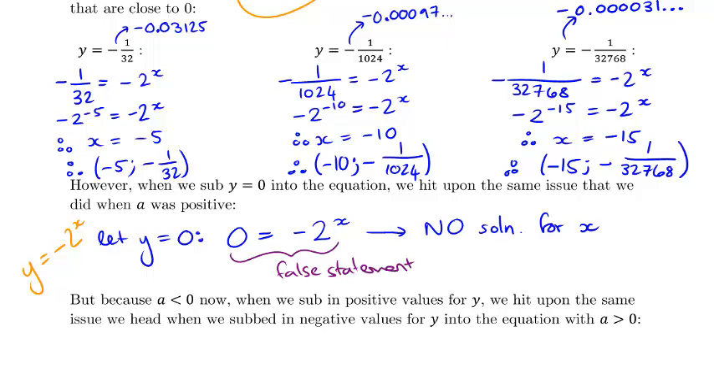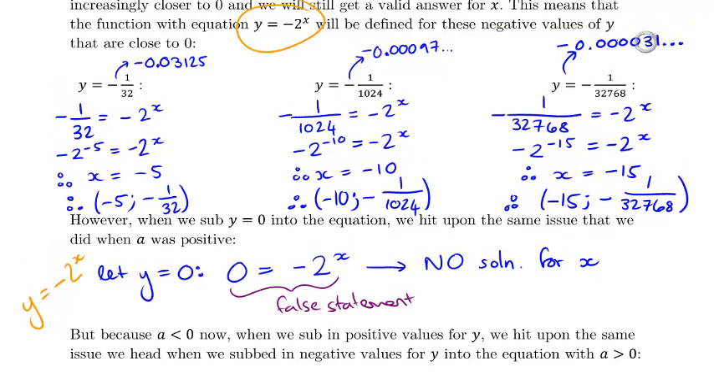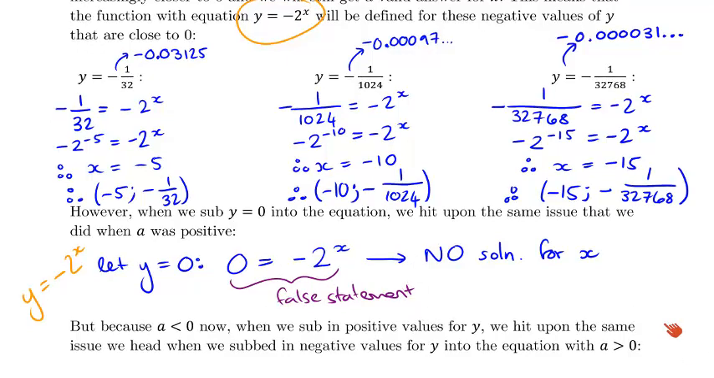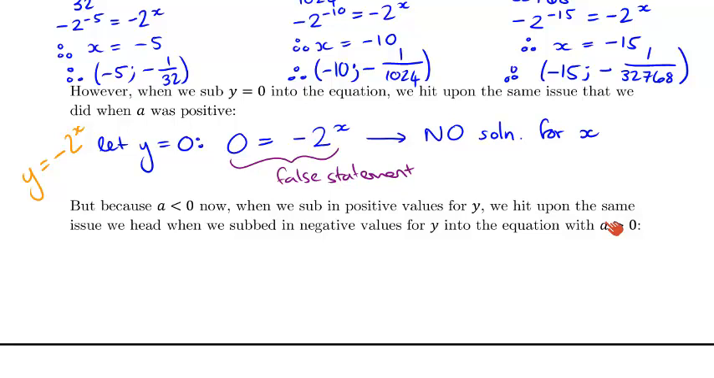Now, that means that with y equals 0, making this a false statement, y equals 0 will still be our asymptote for this graph. And that shouldn't be too surprising, guys. We can get very close to y is equal to 0, but when y equals 0, the graph stops existing. Therefore, we have our asymptote over there. Now, how about positive values for y? We've only been subbing in negative values for y so far, guys.